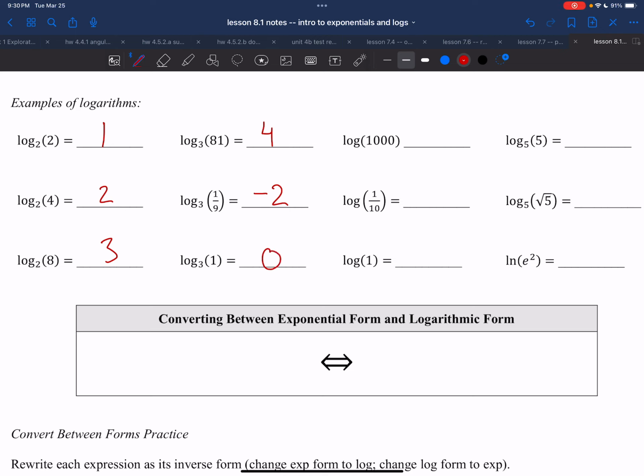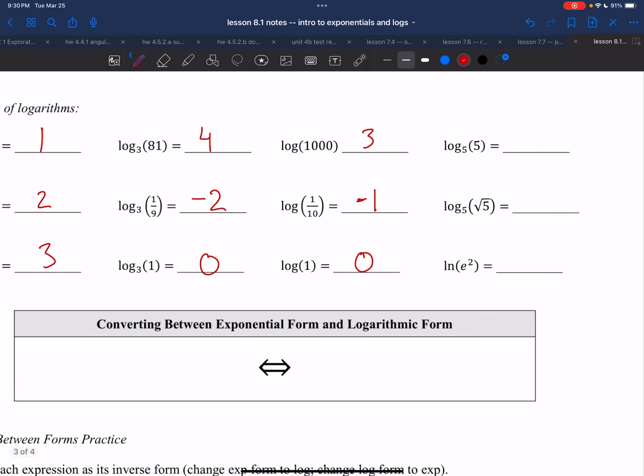Log of 1,000 is 3. Log of 1/10 is -1. Log of 1 is 0. Log base 5 of 5 is 1. Log base 5 of the square root of 5 is 1/2. And this last one, natural log of e squared is 2.